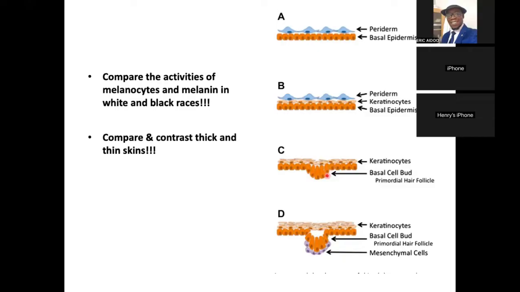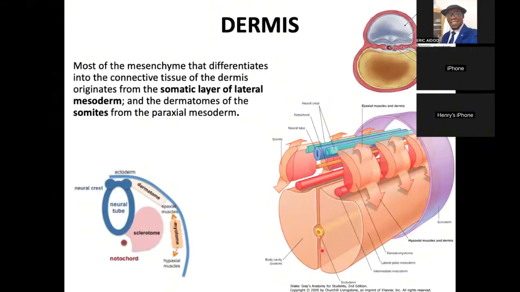Okay, so the basal layer, or stratum germinativum, is budding downwards. Basal cell bud primordial hair follicle. So the hair is about to form. Okay, so this is how the hair formed. We will go into details on that.